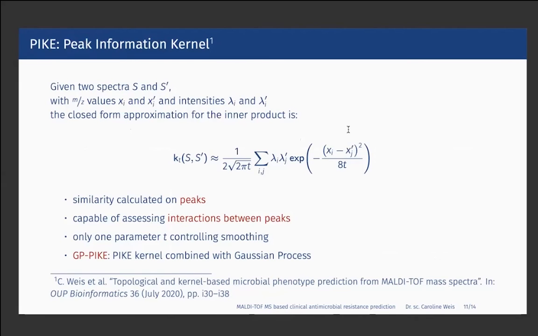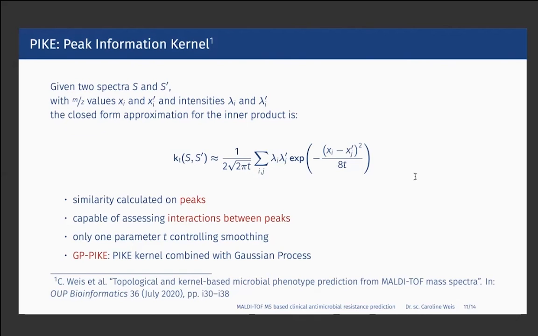So given 2 spectra, S and S prime, with mass-to-charge values xi and xi prime, and intensities lambda i and lambda i prime, the closed form approximation for the inner product takes this form. Every peak in S is compared to every peak in S prime, and the peak intensities are multiplied, weighted by this exponential, and added up. The further away the 2 peaks are from one another on the x-axis, the lower the weight is.